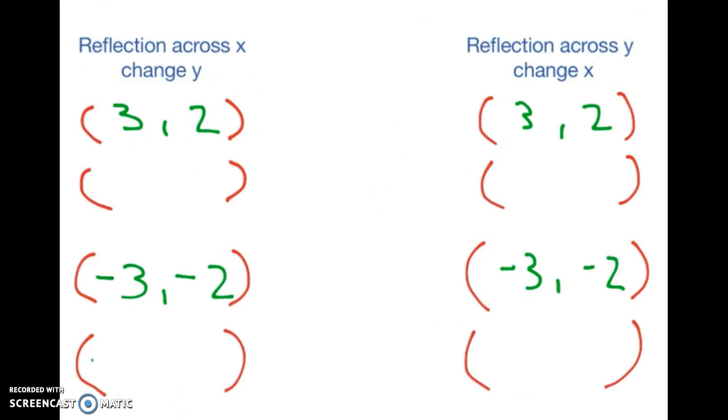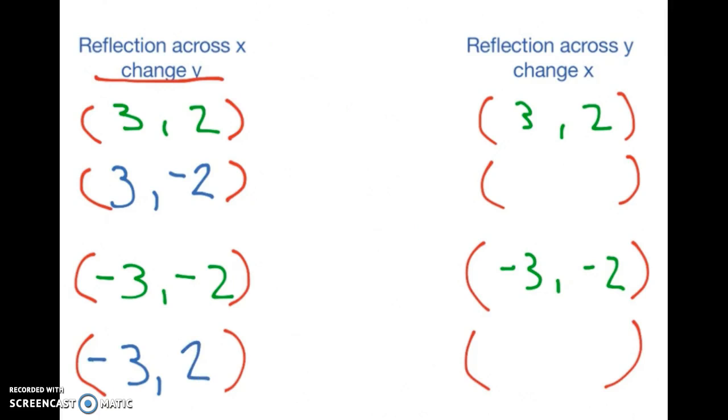So let's just put numbers into it instead of just x and y. So for reflection across the x, we change the y. So for 3, 2, we keep the x. Now the y is 2, so we make it -2. For this one, -3, again, we keep the x, but for this one, we would make the y a +2.